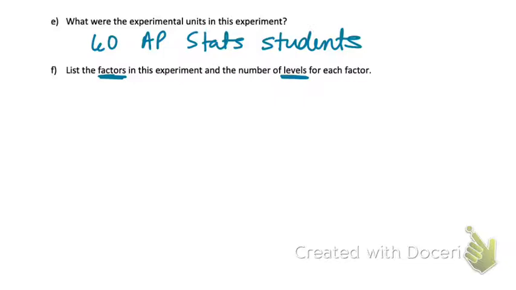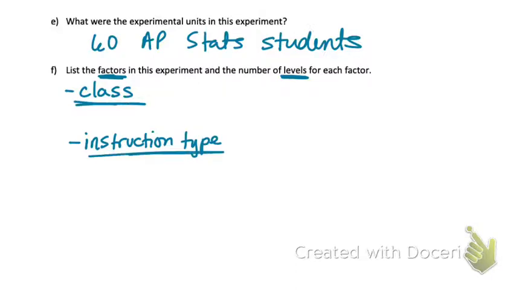So we have 2 factors here. We have the class, and we have the instruction type. Okay, those are the factors in this example. The class and the instruction type. Now, each factor has a number of levels, and it's basically just what options were there. So for class, how many options were there? There were 2 options. So there were 2 levels.